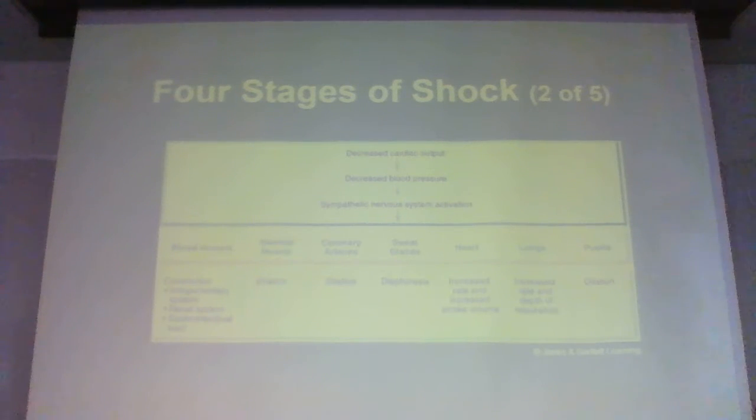So, we start seeing a decrease in cardiac output, a decrease in blood pressure, and the sympathetic nervous system takes over. It causes vasodilation in the skeletal muscles and coronary arteries. Your sweat glands start to produce diaphoresis. Your heart rate increases. Your respiratory rate and depth increase, and your pupils dilate.